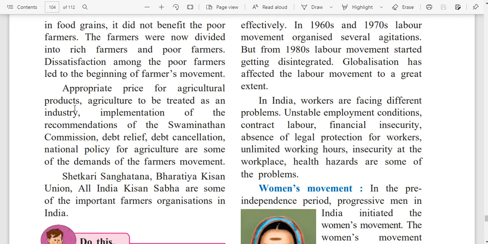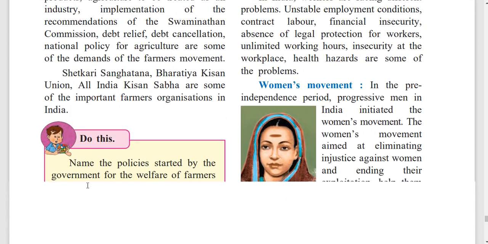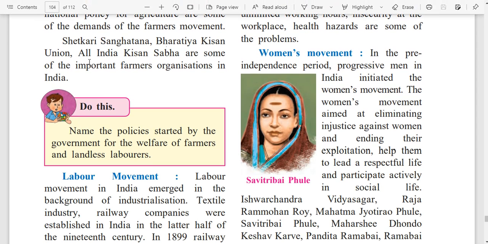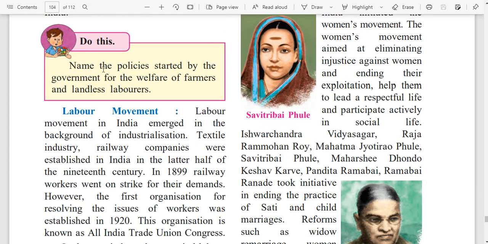Appropriate price for agriculture products, agriculture to be treated as an industry, implementation of the recommendations of the Swaminathan Commission, debt relief, debt cancellation, and a national policy for agriculture are some of the demands of the farmers' movement. Shetkari Sanghatana, Bharatiya Kisan Union, and All India Kisan Sabha are some of the important farmers' organizations in India. Do this. Name the policies started by the government for the welfare of farmers and landless laborers.